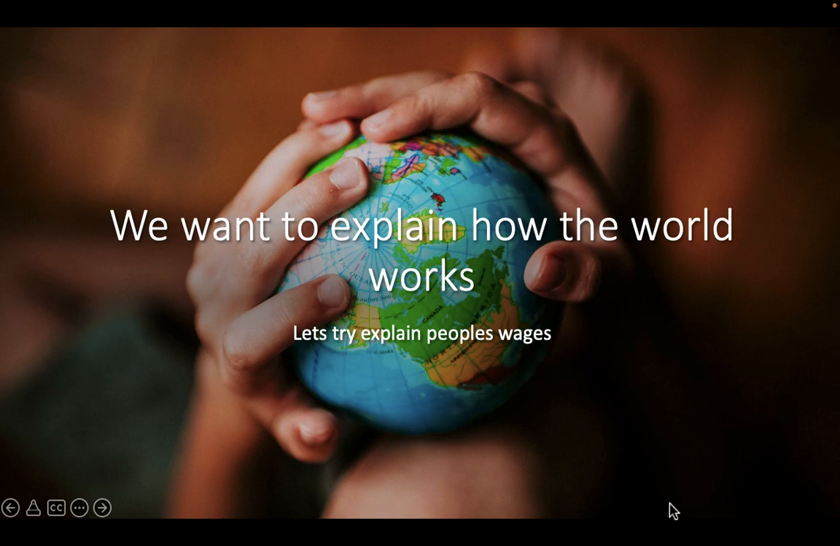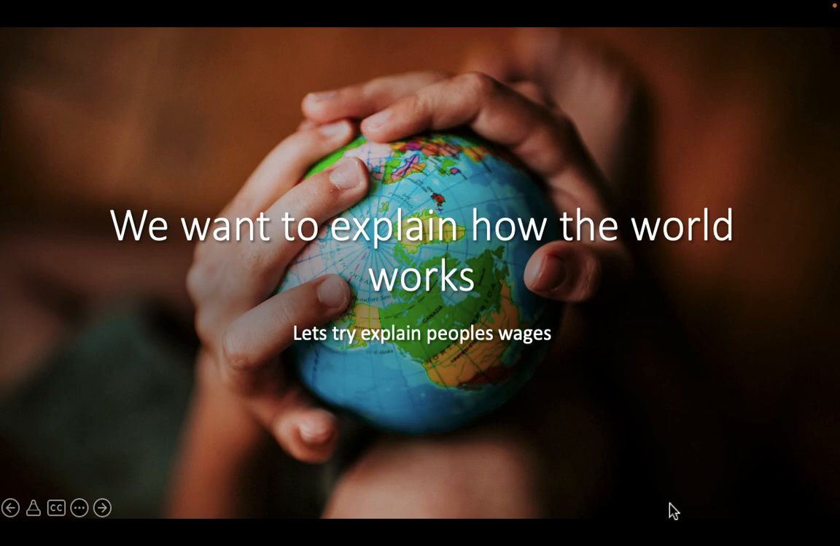For today's session, we'll talk about what explains people's wages. We all know that wages vary across people. So my wage might be different from yours, and there must be some factor that differentiates them, the reason why my wage is different from yours. So we want to explain the variation in the wages of people, and this is where we are trying to explain how the world really works.